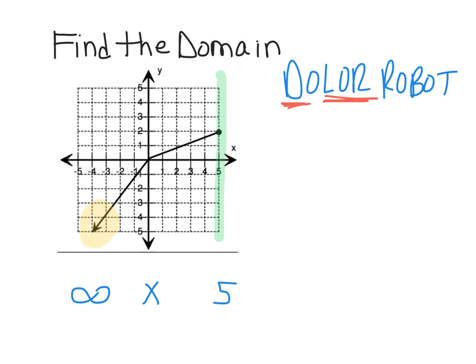And then we never reach infinity. So that's going to be a less than sign. And then we are a closed dot, so less than or equal to. Now, that is Dolar the robot. That is the domain. However, we never write infinity like this.